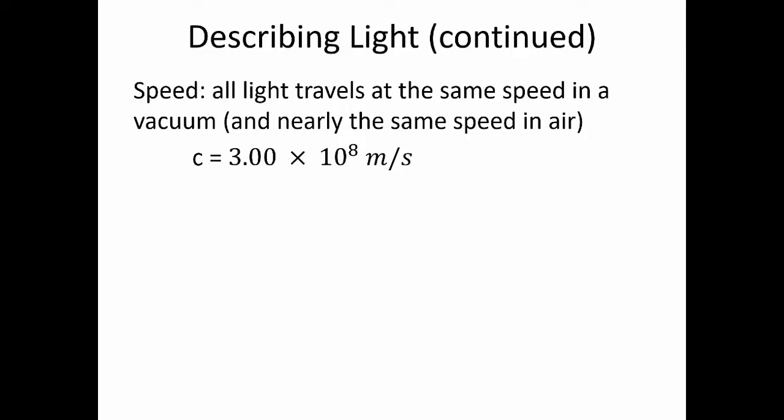If you're in air to that many significant figures, it's going at that very same speed. So it doesn't slow down appreciably until you have it going through something like water or glass or something like that. But in here we're going to be mostly interested in light that's traveling through air or vacuum. So we'll just use 3.00 times 10 to the 8th meters per second.